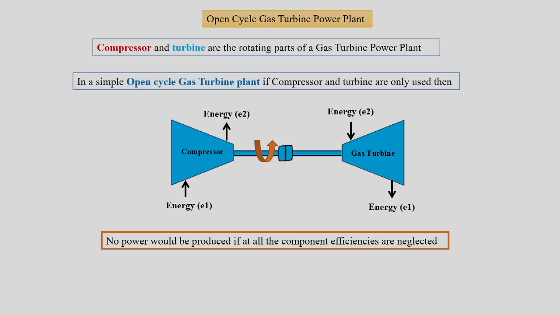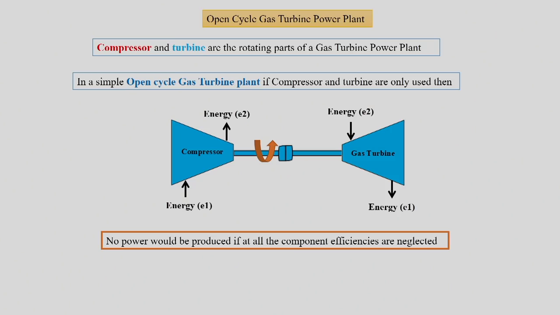So, what has happened? The compressor produced a fluid which is at high energy, and then that fluid is passed to the turbine. So what would happen is, if they are connected to each other, then no power will be produced. Since there is some power which will be required for the compressor to run, and exactly that much power will be supplied by the turbine. So net power produced will be zero. So no net power will be produced.